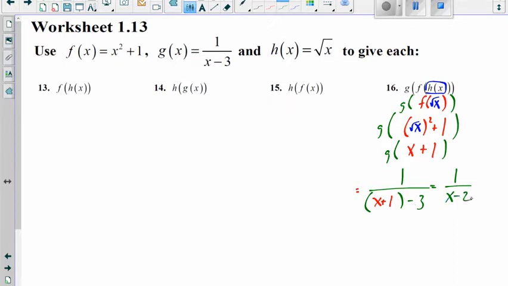Now, what we have to do for the domain is you always look at the inside function, because a lot of stuff is simplified out of this problem from what we put into it. So the h of x is what we're going to have to look at. H of x says for root x, that means x has to be greater than or equal to 0. That is the domain. So you can only square root positive numbers and 0. So that's the domain that we know from square root x.